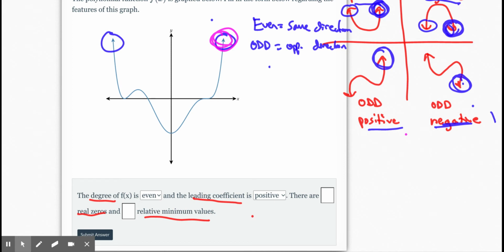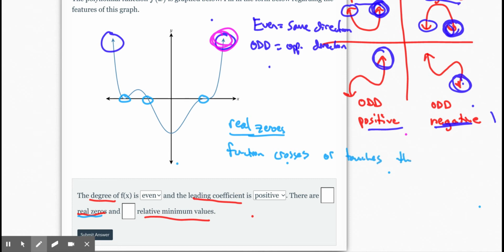All right, next thing is real zeros. We've done this very recently. Real zeros are places where the graph either crosses or touches. A real zero is a place where the graph, the function, not only crosses, but could touch as well, crosses or touches the x-axis.